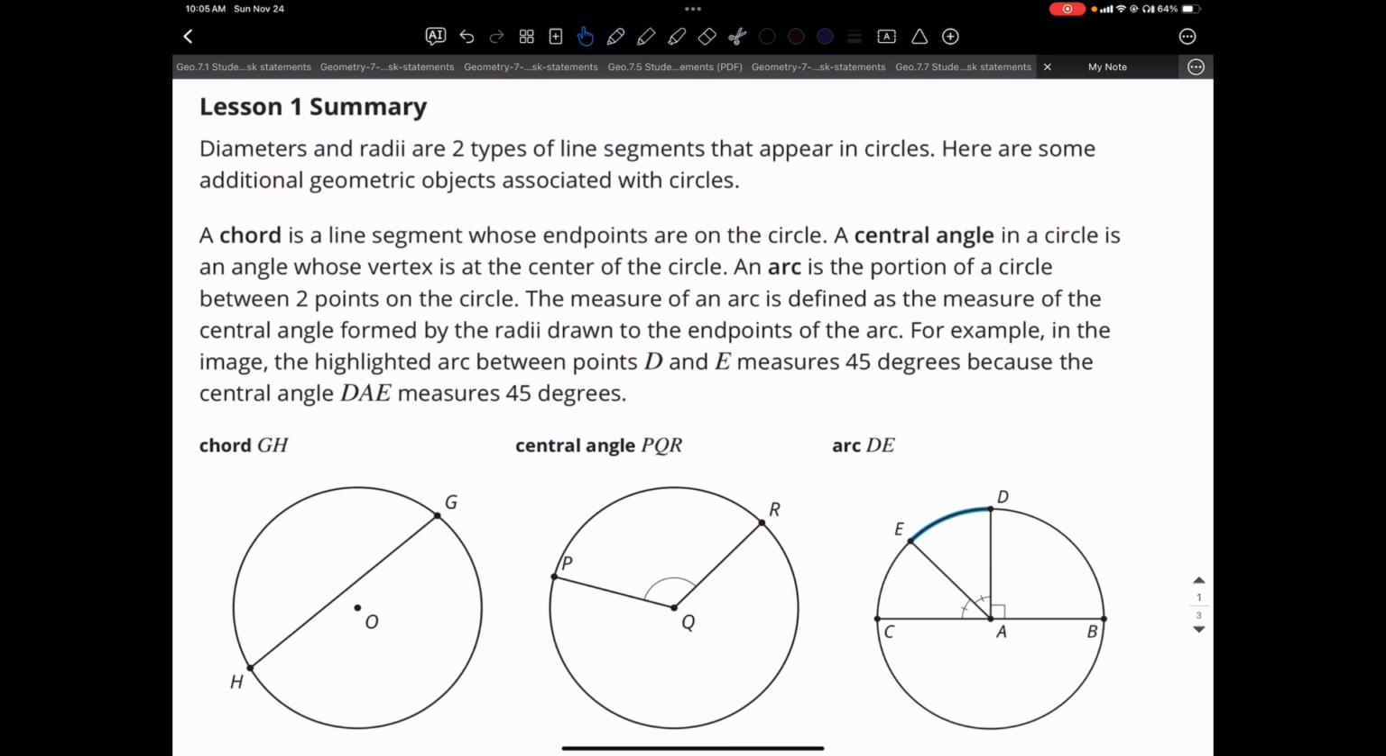Mr. Ford here. In this video, I'm going to be going over lessons 1, 2, 3, 4, 5, and 7 from Unit 7 on circles in our illustrative math workbooks. So these are basically all the things we covered on the week before Thanksgiving.